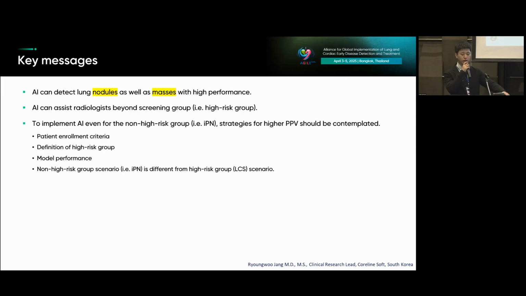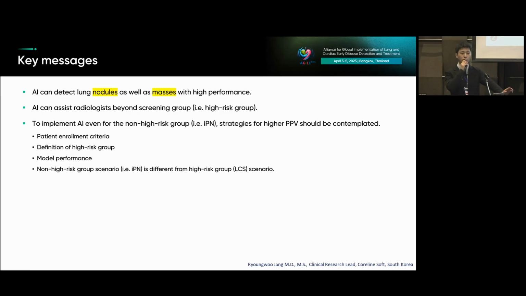The first 2 lines are just the current performance of AI scans. AI can detect lung nodules as well as masses with high performance, and AI can assist radiologists beyond screening, like incidental findings or other medical circumstances. However, for lung cancer screening, I searched and there were about 2,000 cancer cases per 50,000 patients in the NLST trial in the NEJM. So there was a bit of class imbalance.